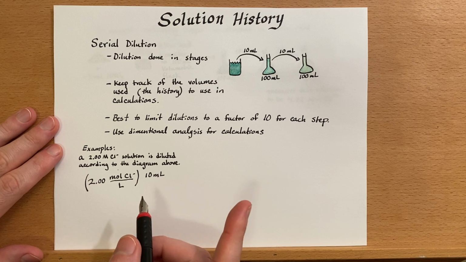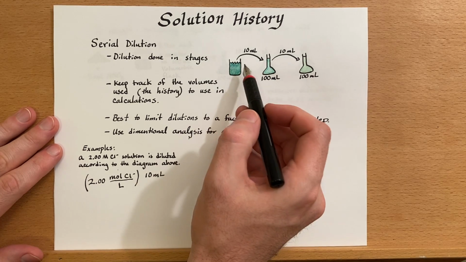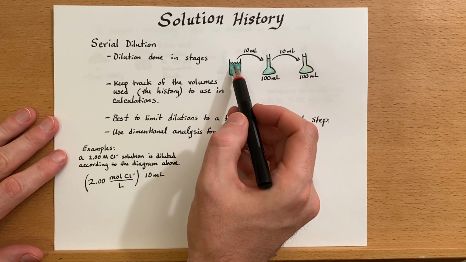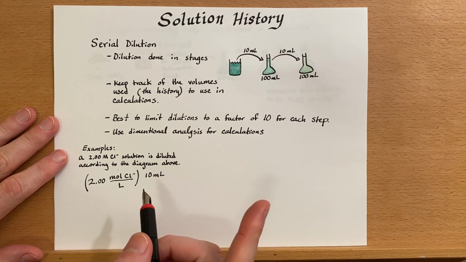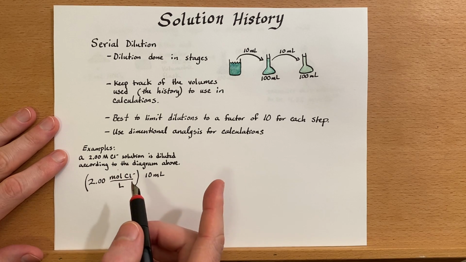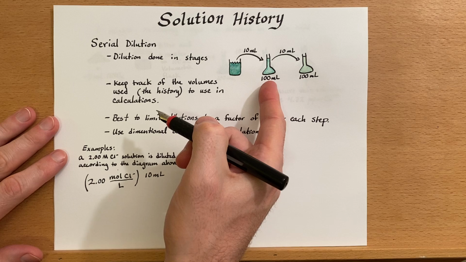And what this tells me is that by taking 10 milliliters of this solution, which is 2 molar in chloride, I am now transferring 20 millimoles of chloride into that flask.